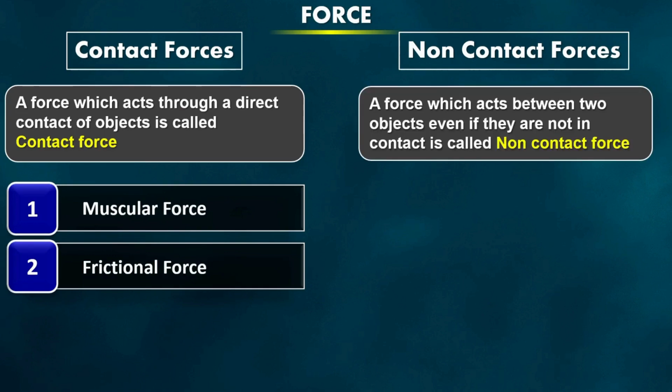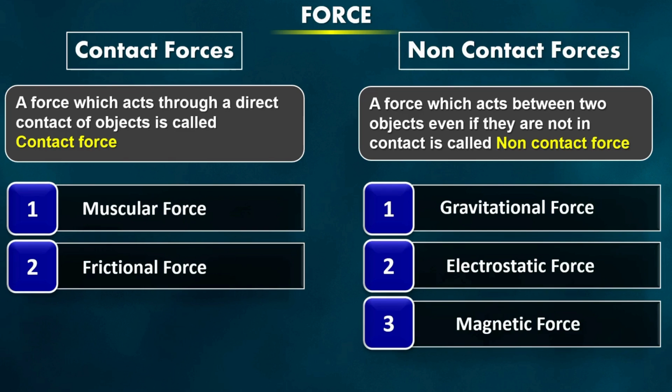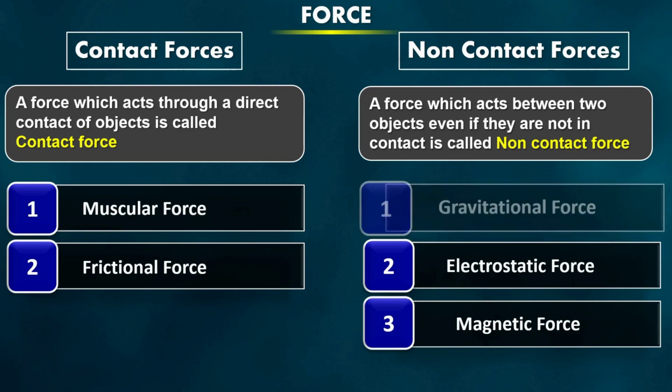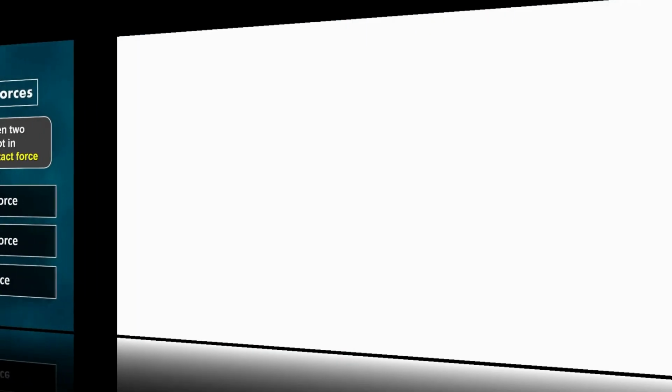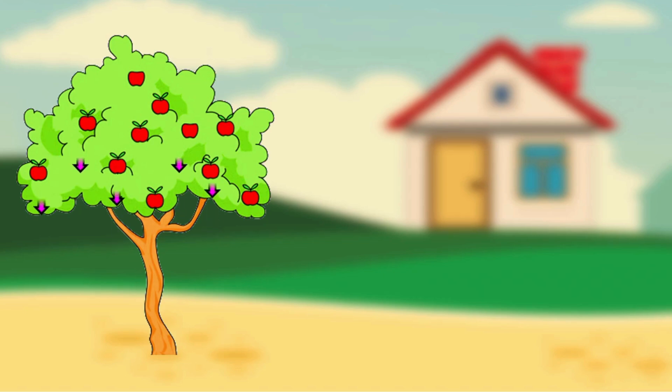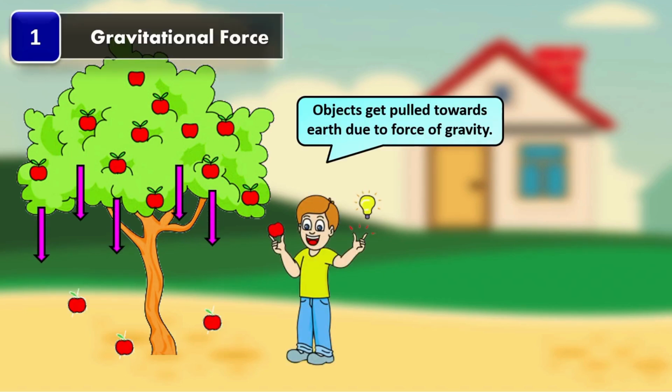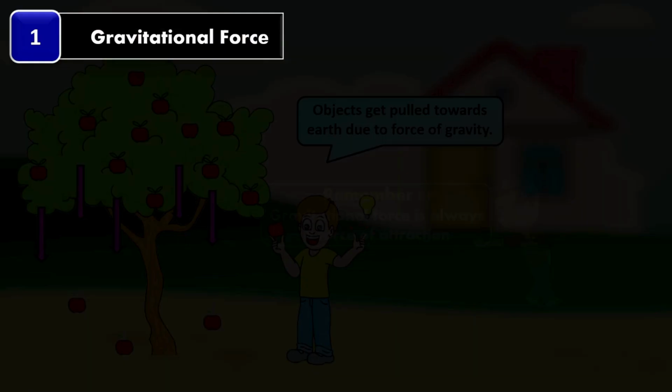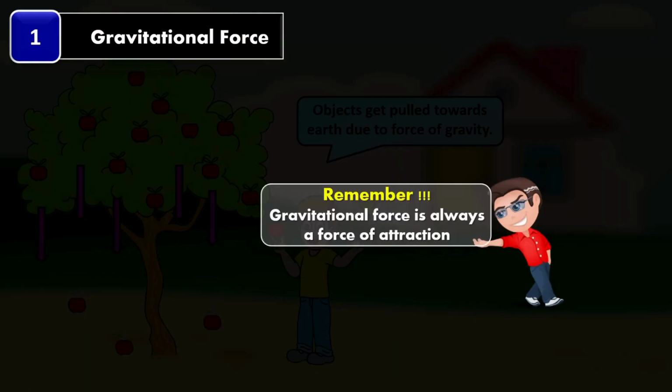Non-contact forces. A force which acts between two objects even if they are not in contact is called a non-contact force, like gravitational force, electrostatic force, and magnetic force. Gravitational force. Objects get pulled towards the earth due to the force of gravity. Remember, gravitational force is always a force of attraction.